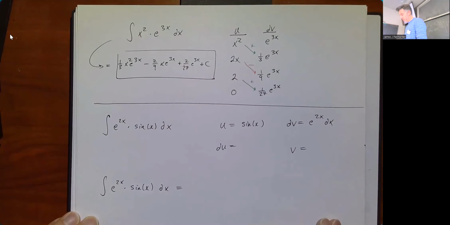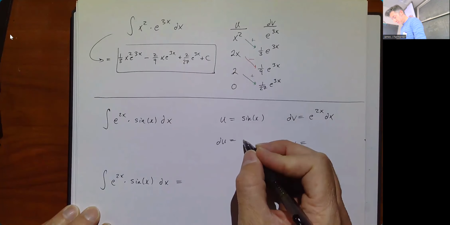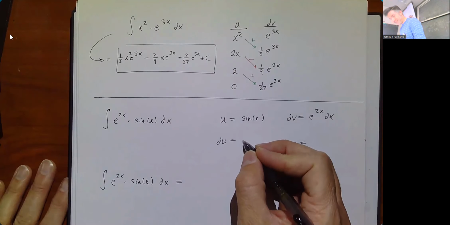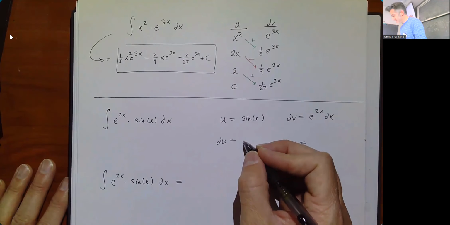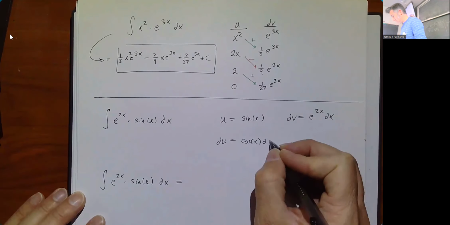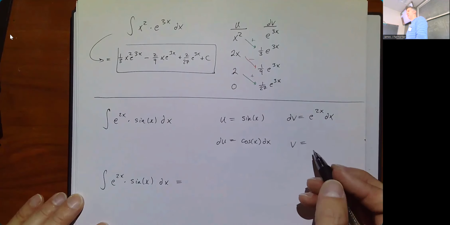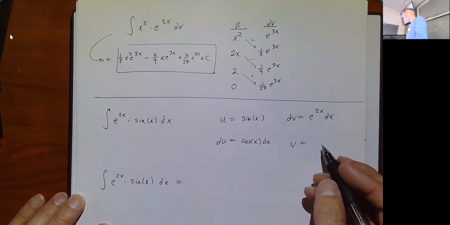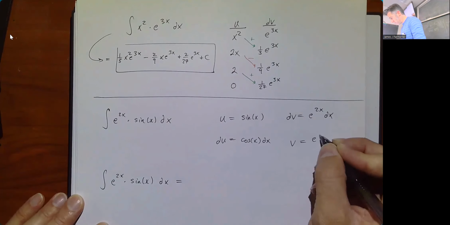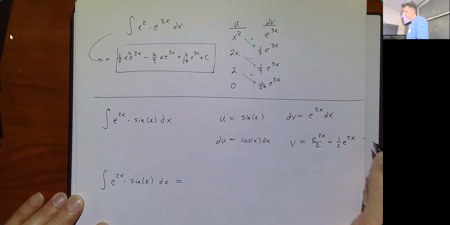All right, so our du was what? Not everybody at once. What's the derivative of sine? Cosine x dx. And our v was, is it e to the 2x times 2, or is it e to the 2x divided by 2? Right, e to the 2x divided by 2. Or if you prefer, 1/2 times e to the 2x, which is probably what I would actually write.